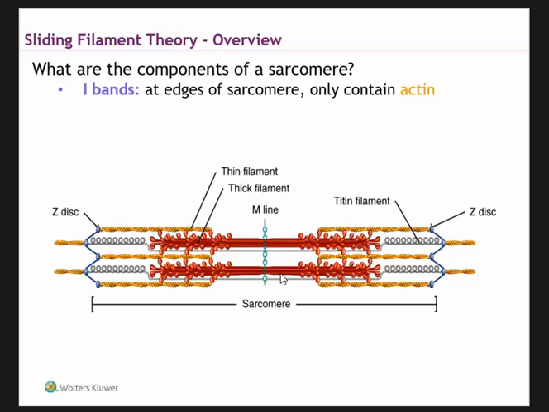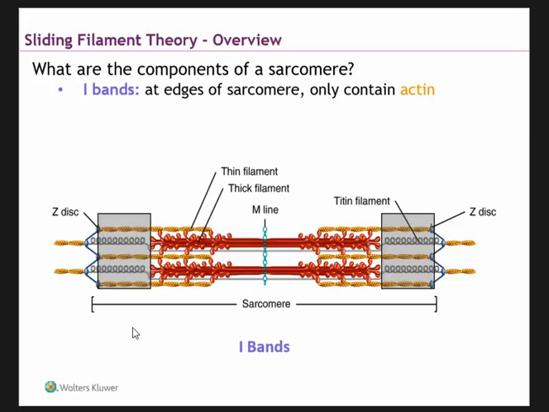Next is the I band. The I band, oh good, I have a little picture, little boxes here. This is the I bands here. So it's just the boundaries, it's just the edges of the sarcomere, and it only contains actin. So just the yellow there, and our titin, which you see. So what happens with the I band?